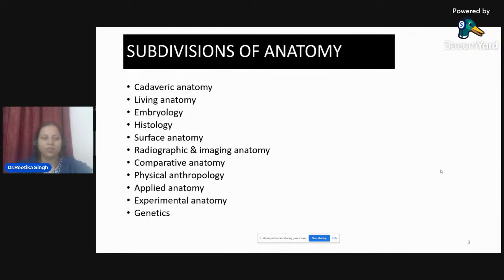Now, the subdivisions of anatomy. There are basic subdivisions or classifications in which we are going to study about different parts of the anatomy or the body. First, cadaver anatomy, living anatomy, embryology, histology, surface anatomy, radiographic anatomy, comparative anatomy, physical anthropology, applied anatomy, experimental anatomy, and genetics. These are all the branches in which we are going to study about the different parts of the body.